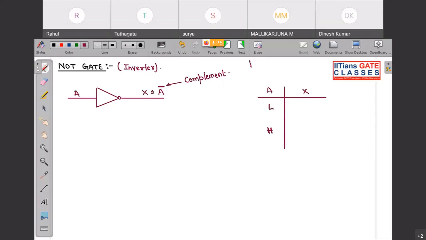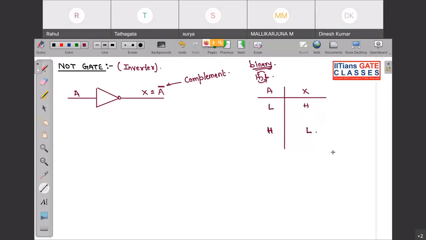So in the binary system we have only two states, high state or low state. So the complement of high will be low and the complement of low will be high. So whenever input is low, output will be high, and whenever input is high, output will be low. So this is the simplest gate you can have.